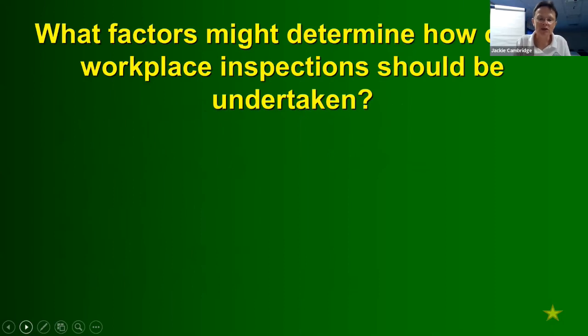So we've looked at a checklist. What might determine how often I do an inspection? I might do it once a day, once a week, once a month, once a year, once in a blue moon. So what sort of factors might an employer consider when they are saying, okay, we are going to do some inspections? How often might we do them? What sort of factors might we take into account?